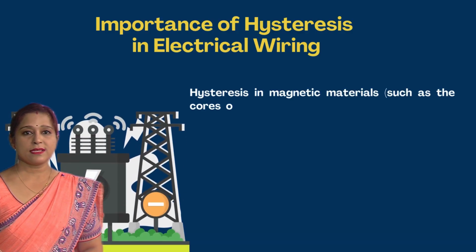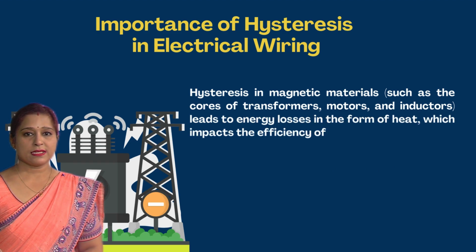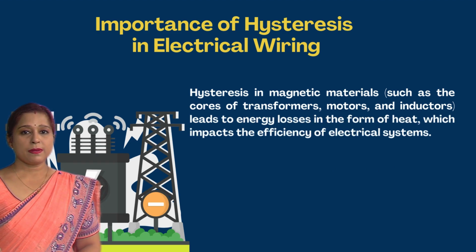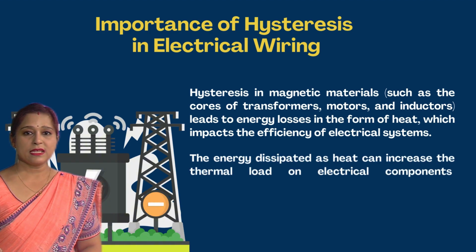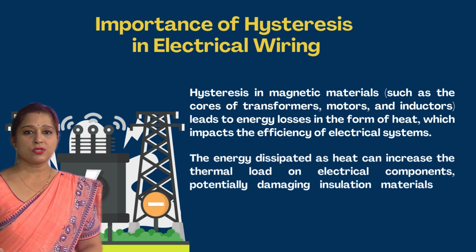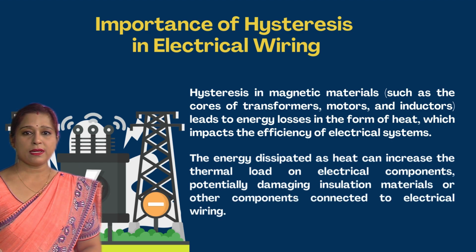Hysteresis in magnetic materials leads to energy losses in the form of heat, which impacts the efficiency of electrical systems. The energy dissipated as heat can increase the thermal load on electrical components, potentially damaging the insulation of the materials or other components connected to electrical wiring.